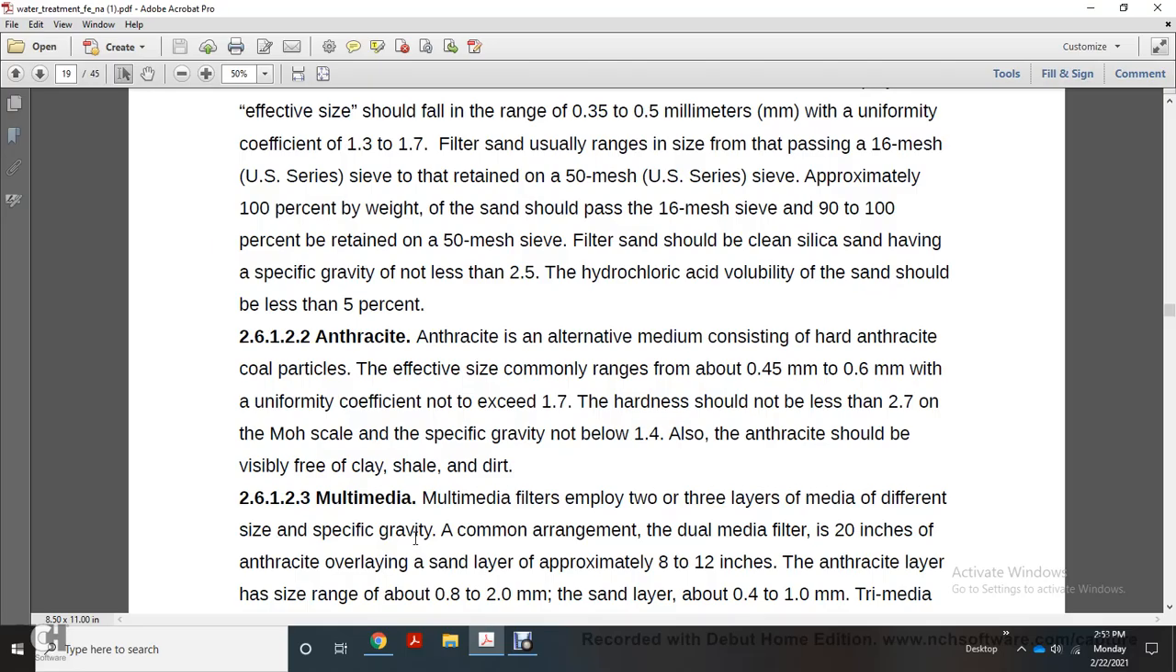Anthracite. Anthracite is an alternative medium consisting of hard anthracite coal particles with an effective size commonly ranging from 0.45 to 0.6 millimeters, with a uniformity coefficient of 1.7. The hardness should be not less than 2.7 on the Mohs scale, with a specific gravity not below 1.4. Also, the anthracite should be visibly free of clay, shale, and dirt.